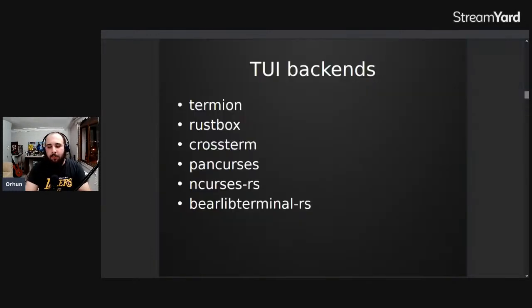So in order to build our TUI application, we need a backend for the library. What I'm saying is basically we will use a library, but those libraries mostly depend on other low-level libraries. These are the most known backends in the Rust community. First one is Termion. It's developed by Redox OS developers. It's a very good library.